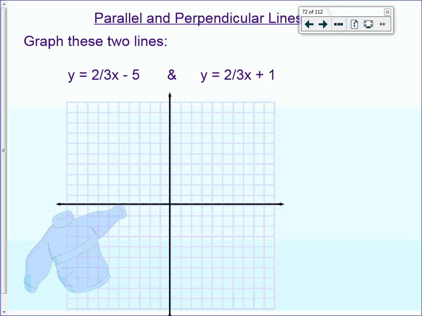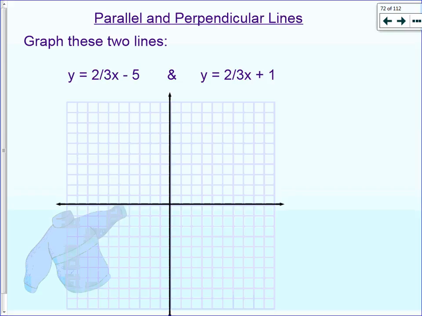Today, we're going to continue talking about lines. That's the major topic of this chapter. But we're going to talk about the relationship between lines that are parallel and lines that are perpendicular.